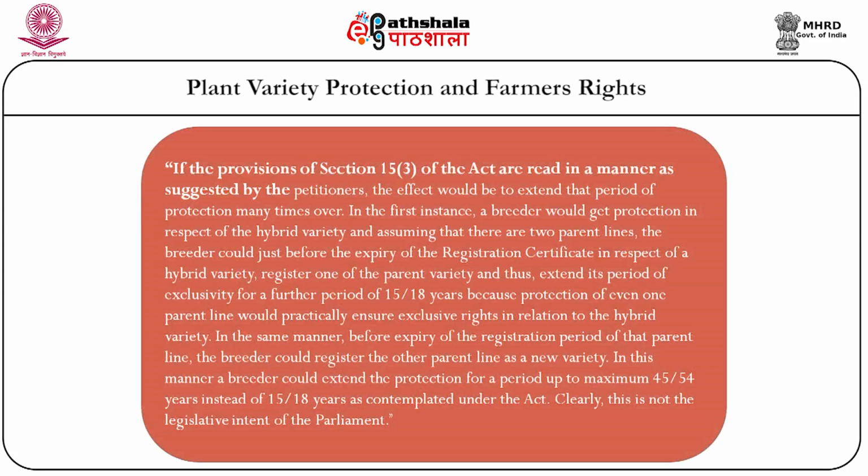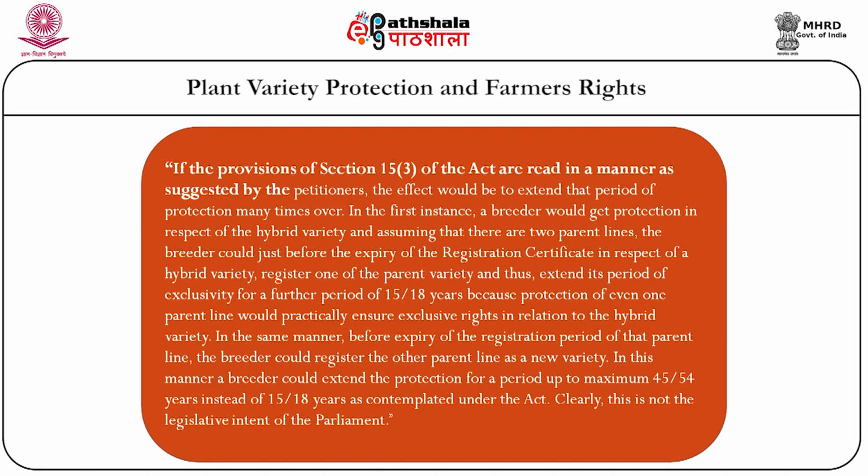The Delhi High Court said, if the provisions of section 15(3) of the Act are read in a manner as suggested by the petitioners, that is Maharashtra Seed Corporation, the effect would be to extend the period of protection many times over. In the first instance, a breeder would get protection in respect of a hybrid variety, and assuming that there are two parent lines, the breeder could, just before the expiry of the registration certificate in respect of the hybrid variety, register one of the parent varieties and thus extend its period of exclusivity for a further period of 15 to 18 years, because protection of even one parental line would practically ensure exclusive rights in relation to the hybrid variety. In the same manner, before the expiry of the registration period of the parental line, the breeder could register the other parental line as a new variety.